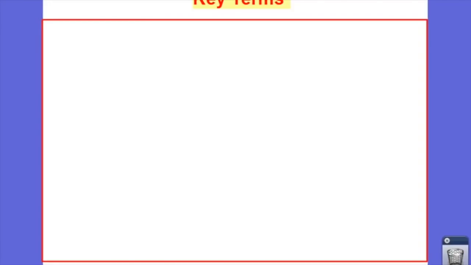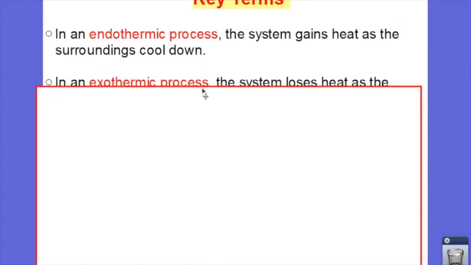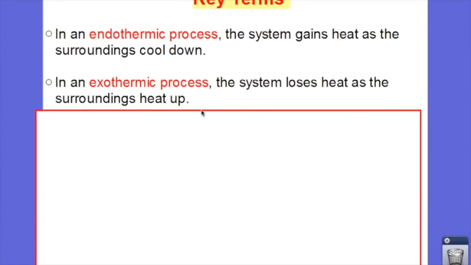More key terms coming up. So show me those terms. We already said in an endothermic process, the system gains heat and the surroundings cool down.